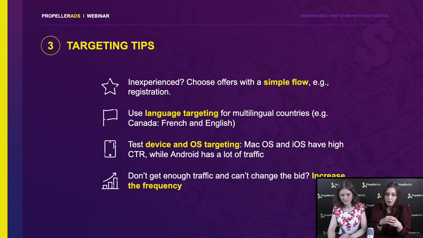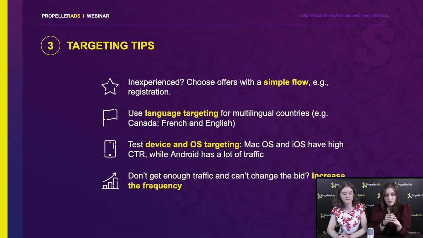Test device and OS targeting. It works both ways. For example, Mac and Apple users, they are more willing to click. They click a lot. But we have more Android users, so it depends on your aims, but with high CTR on Apple and a lot of traffic on Android, you will always have a chance to get profit from this.